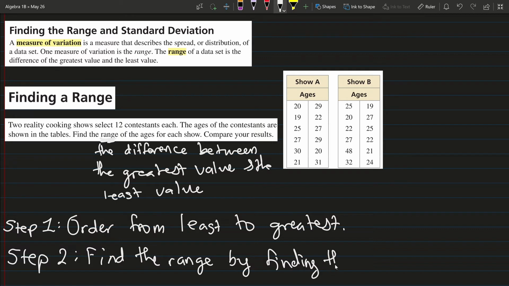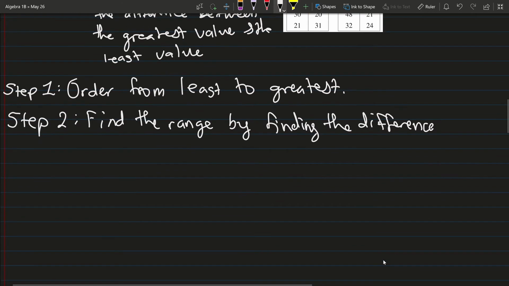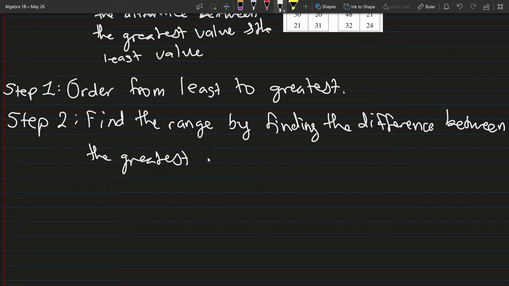And go ahead and copy this down in your notes too. It will help a lot. Finding the difference between the greatest value and the least value. So let's go over these two steps real quick. Step 1, order from least to greatest. Step 2, find the range by finding the difference between the greatest value and the least value.